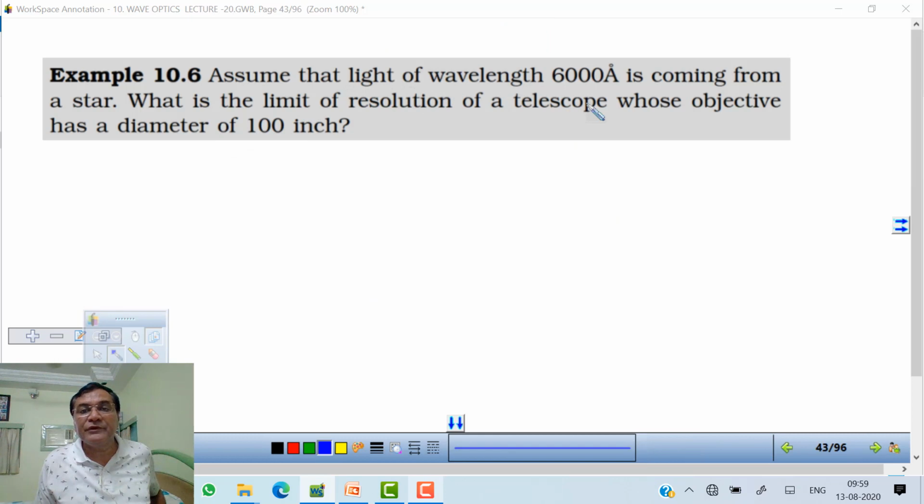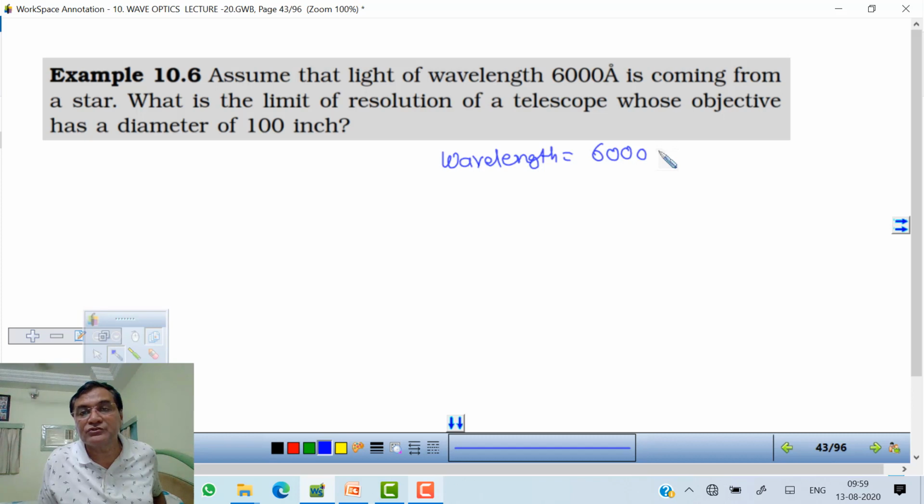Assume that light of wavelength 6000 is coming from the star. What is the limit of resolution of a telescope whose objective has diameter 100 inch? You will see that the units are different, so let me convert first. Wavelength is equal to 6000 angstrom. So it is 6000 into 10 raised to minus 10 meter.